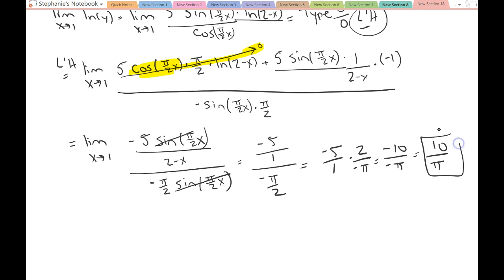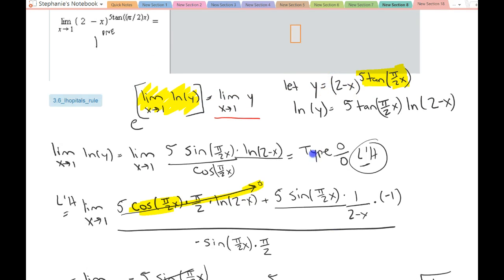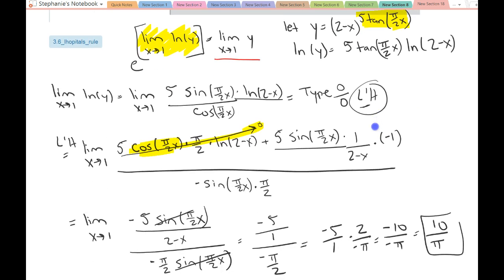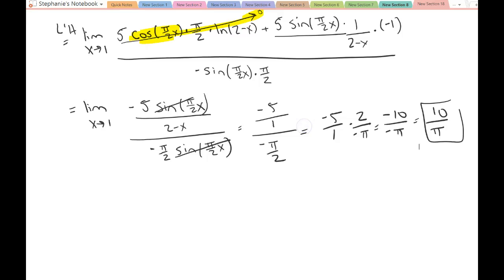So the algebra here gets a little tricky with fractions and flipping and multiplying. But really the calculus step is identifying this is 1 to something that doesn't exist. And to set that up, I'm going to take the natural log of both sides, simplify my expression to get it in the form 0 over 0 or infinity over infinity, apply L'Hopital's rule, and hopefully be able to simplify something. You could make the jump here that it's 10 over pi. It's harder to see, so to see the algebra, we get 10 over pi.